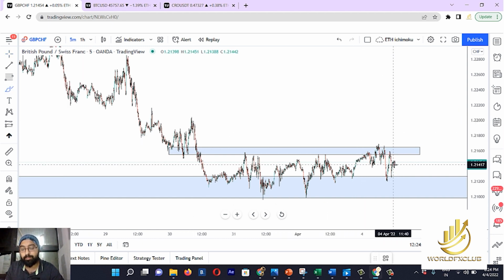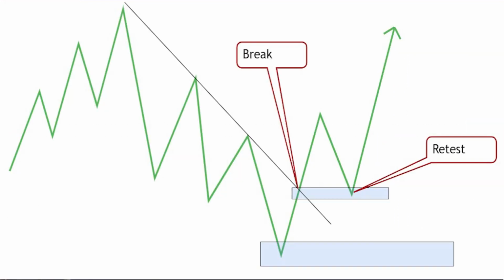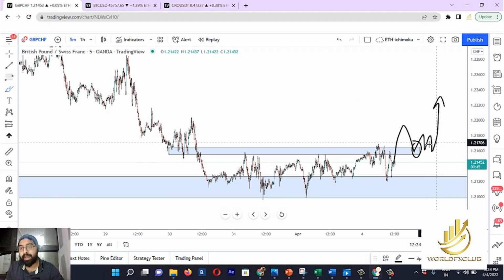So if price breaks this zone and then comes back to this zone for a retest and then bounces a couple of times, then I will be okay to take a buy position. Now this kind of simple strategy is how to enter a trade, but this will not tell you how to exit a trade, right?